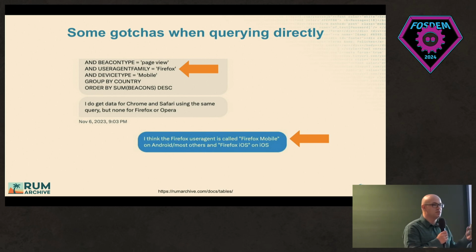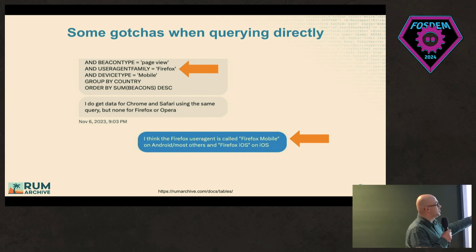Their reasoning was sound. They were trying to look for user agent Firefox on device mobile, expecting to get Firefox mobile data, obviously. Doesn't actually work, because in the RUM Archive, Firefox is really just Firefox desktop. If you want mobile, you need Firefox mobile for Android and Firefox iOS for iOS. This is because we at the RUM Archive put stock in consistency above all things, right?